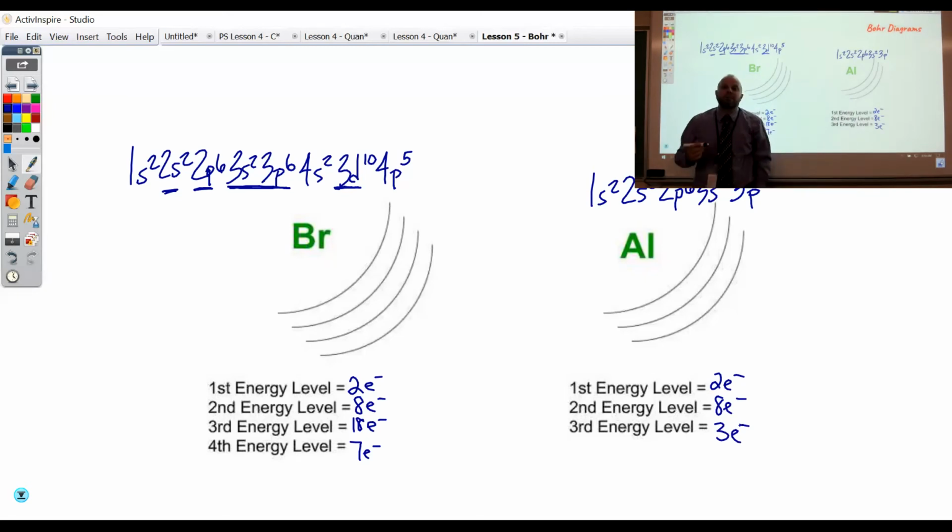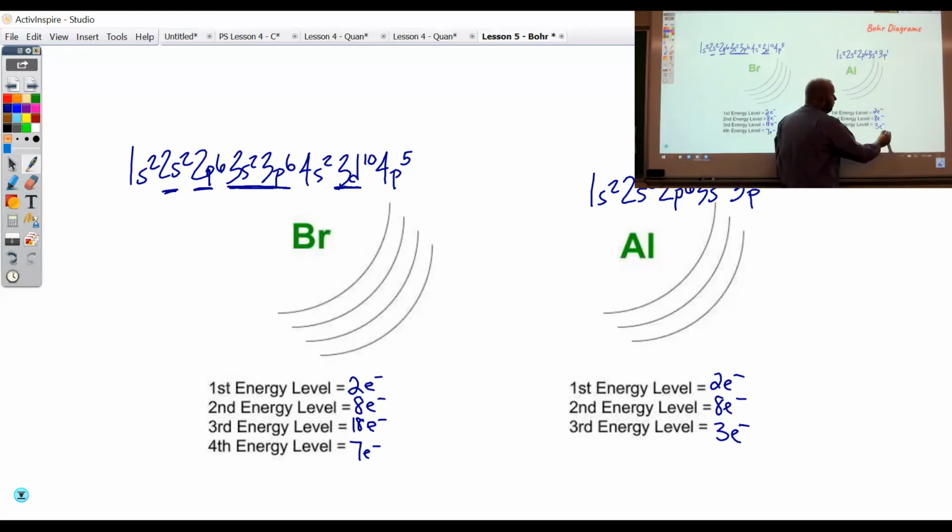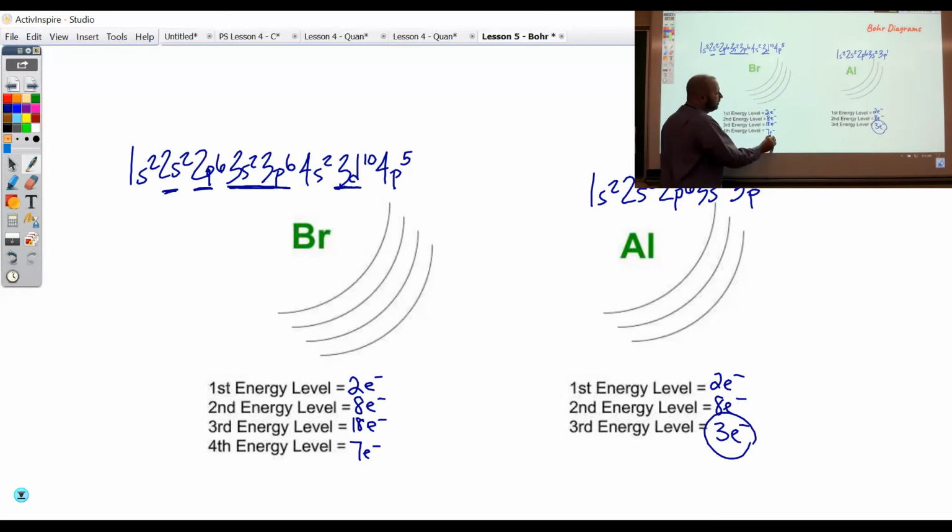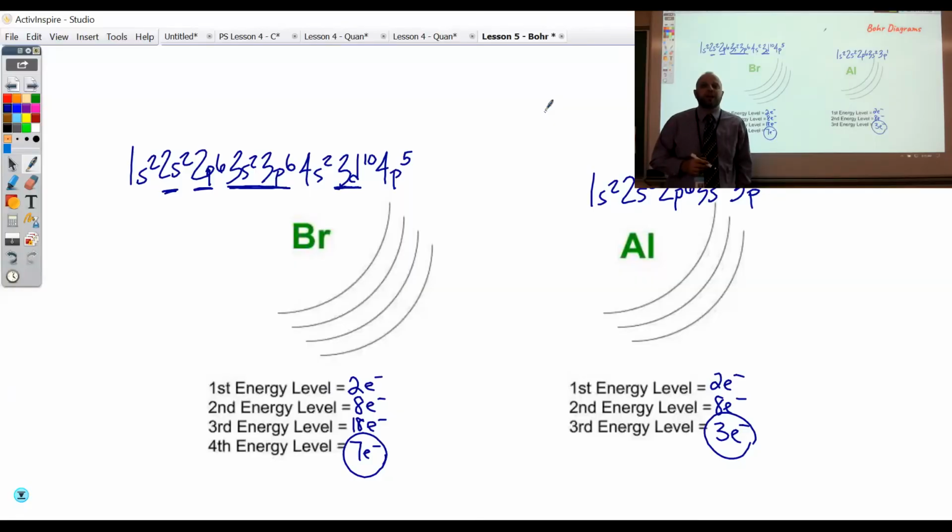Please remember, the electrons in the outermost energy level are known as valence electrons. So for aluminum, we have 3 valence electrons. And for bromine, we have 7 valence electrons. When we look at the number of valence electrons, we need to be able to determine what their most likely charge would be. So let's go back and look at our first 2 examples.